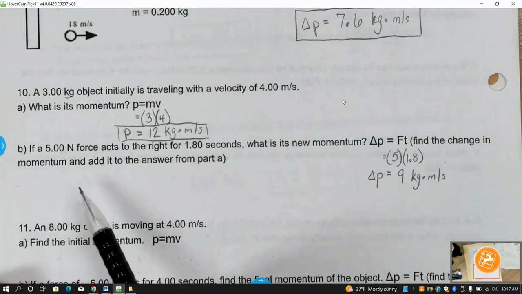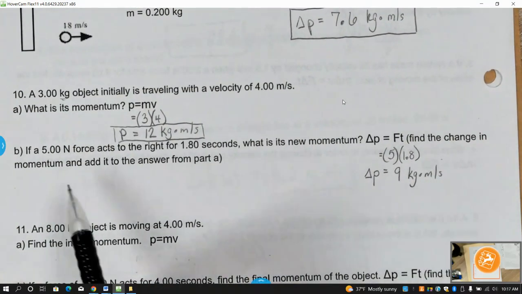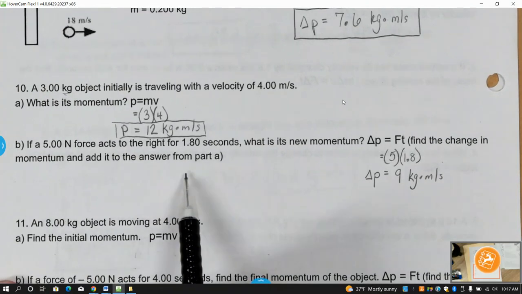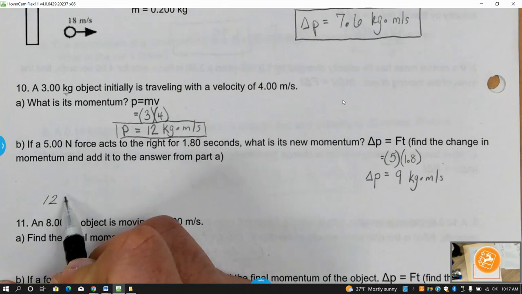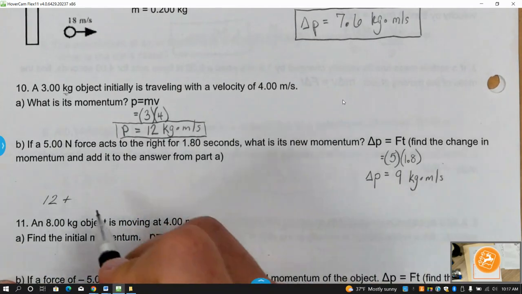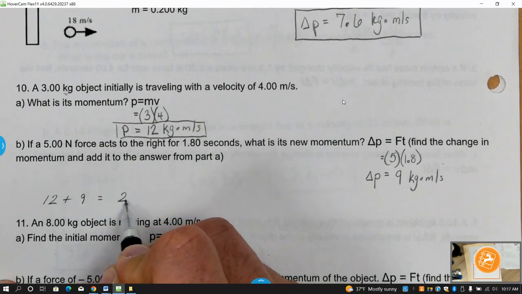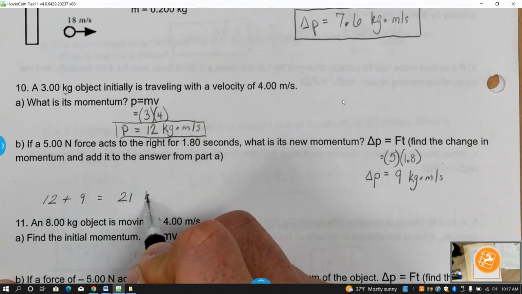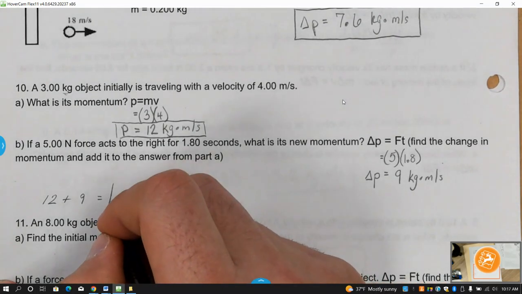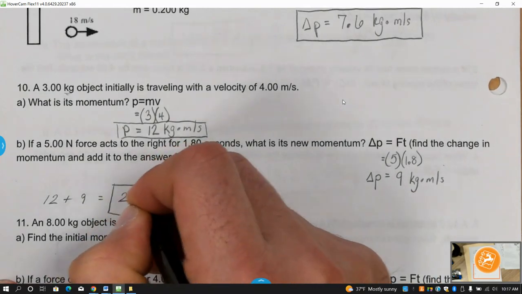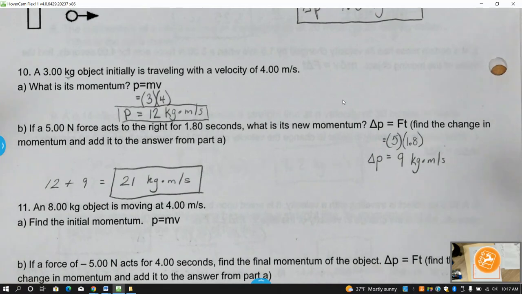So what is the new total momentum? Well, I wrote, find the change in momentum and add it to your answer from part A. My answer to part A was 12, and we've increased our momentum by 9. And so, yes, we will have 21 kilogram meters per second as the new momentum. And again, how did our momentum increase? It increased due to the impulse.